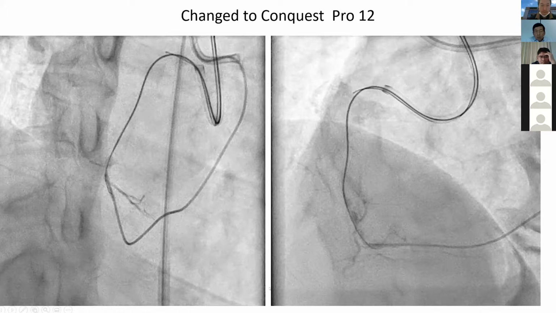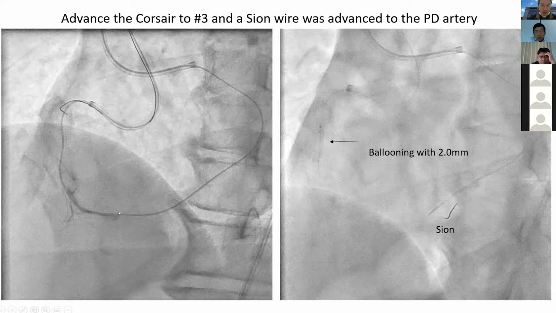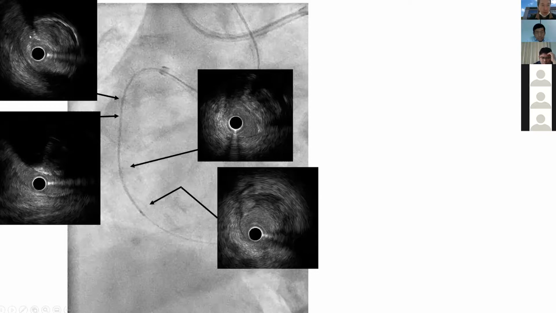And then I advanced the Corsair, and then I brought down the Xeon wire to the PD artery and dilated here. Okay, this is the route. At the proximal, the wire is inside the artery and inside the plaque. And in this part, the wire route is at the edge of the vessel. In the middle, I think this is the artery, almost inside the artery, maybe a dilatable part. And distally, the plaque is here, almost inside the artery, but this area is unclear.